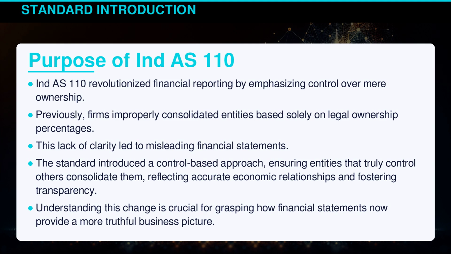Indian Accounting Standard 110 revolutionized financial reporting by emphasizing control over mere ownership. Previously, firms improperly consolidated entities based solely on legal ownership percentages. This lack of clarity led to misleading financial statements. The standard introduced a control-based approach, ensuring entities that truly control others consolidate them, reflecting accurate economic relationships and fostering transparency. Understanding this change is crucial for grasping how financial statements now provide a more truthful business picture.